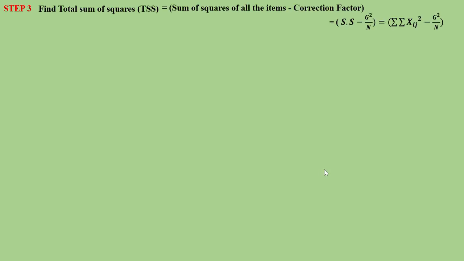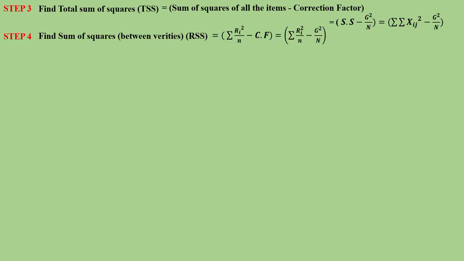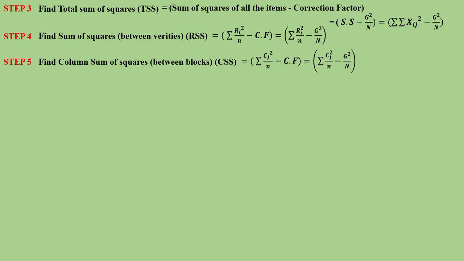Next, find the total sum of squares using this formula: SS minus G square by N. Then find the row sum of squares, formula: sigma Ri square by N minus CF. Then the column sum of squares: sigma Cj square by N minus CF.